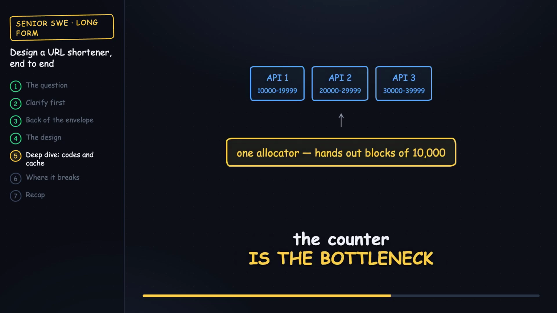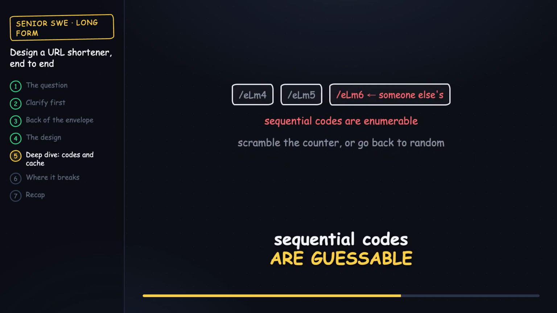But a single counter is a single point of contention, so you hand each API server a block of 10,000 IDs at a time, and it allocates locally. One honest downside is that sequential codes are enumerable, so if links must not be discoverable, you either scramble the counter or go back to random with a check.